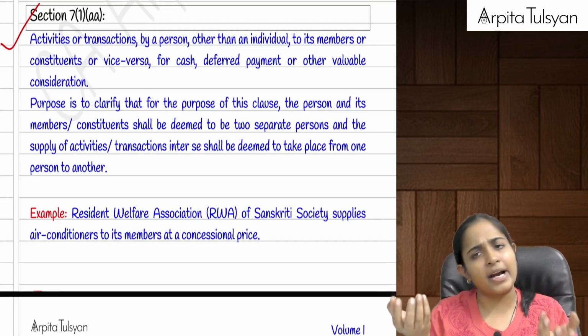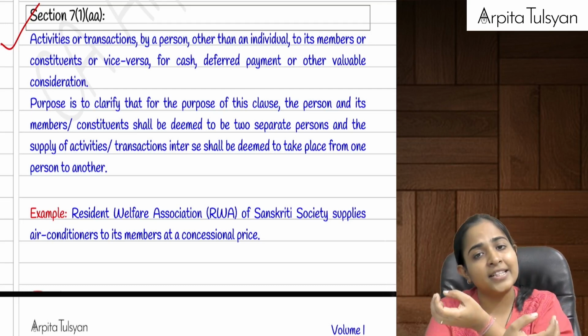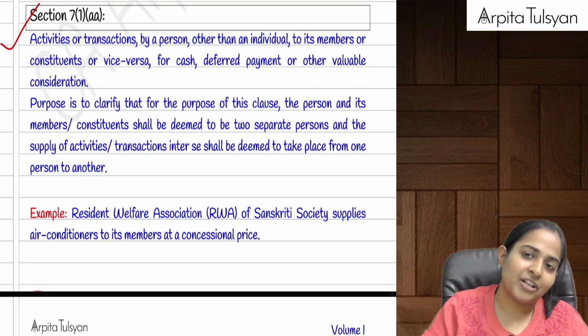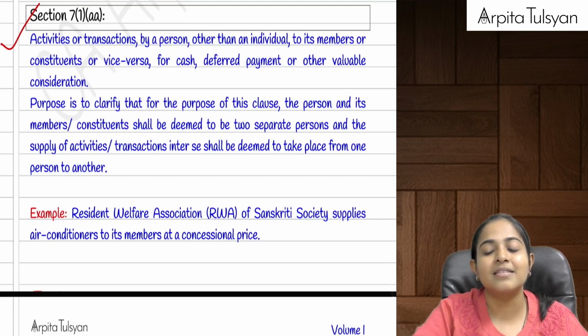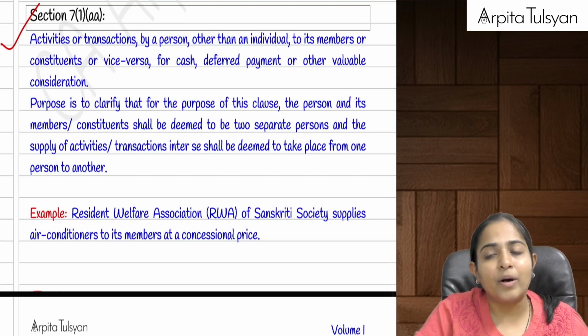And again, if there is a supply of goods or service for which a consideration is going to be paid and which is done in the course of business, then even such a transaction will be considered as a supply. Are you able to understand this?